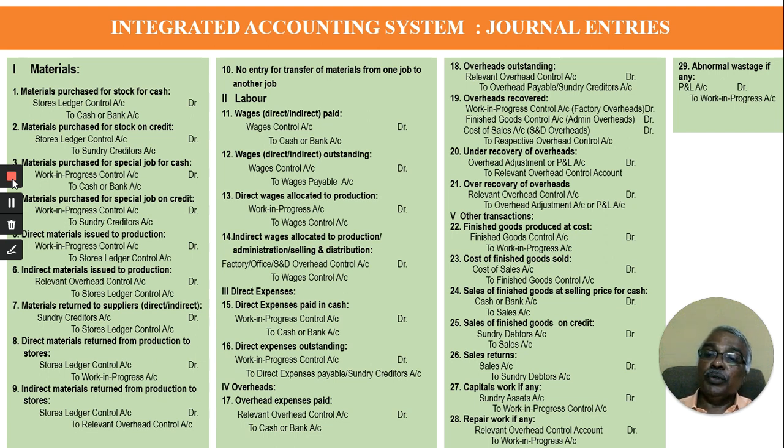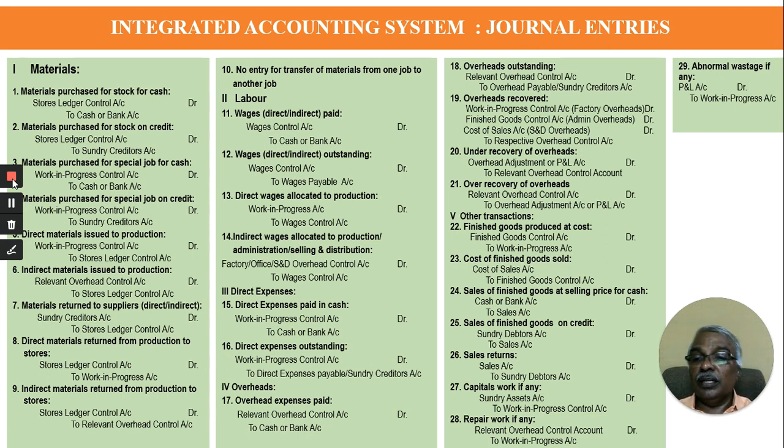Indirect material issued to production. Indirect materials is the overhead. So relevant overhead control account debit to stores ledger control account. Materials returned to suppliers. If it is purchased on credit, sundry creditors account debit to stores ledger control account.